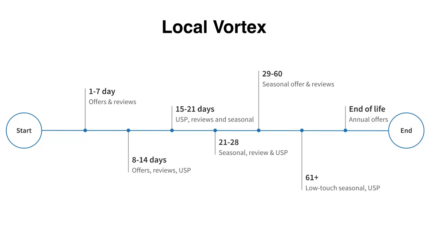Then days 8 through 14, we're going to show different offers and reviews, in different branding ads with different USPs. Then days 15 through 21, we're going to show, again, a different segment of USPs and reviews and seasonal ads potentially. Then days 21 through 28, we could do seasonal and review and USPs, right? But we keep changing this. Then 29 through 60, the same thing. And then 61 days plus, we're going to do the annual offers and holiday offers and things like that.